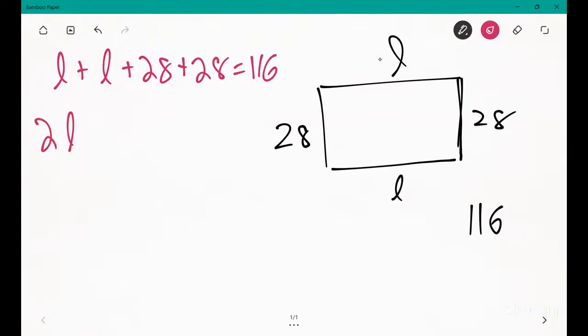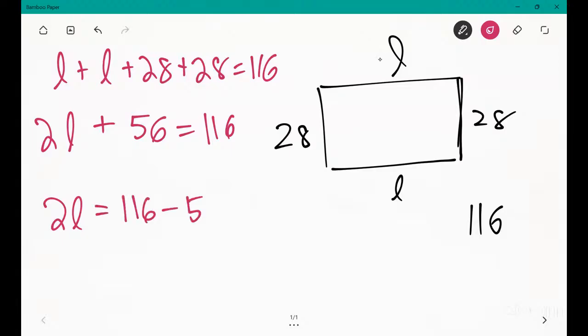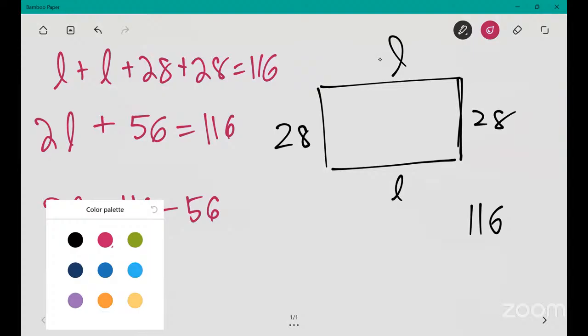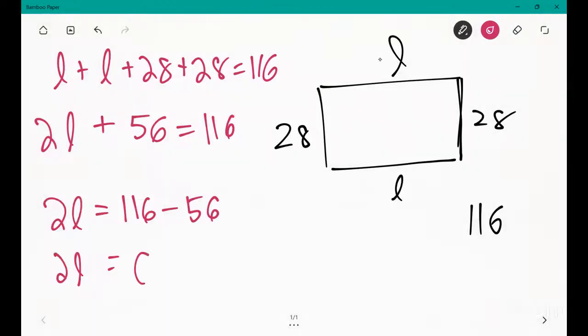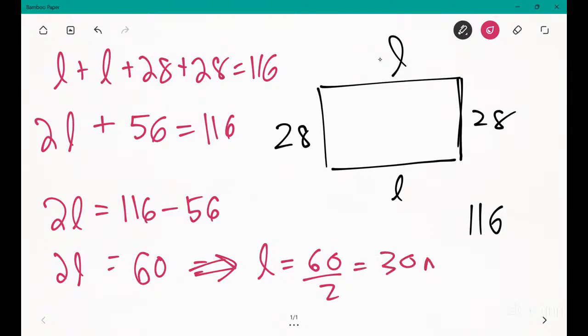You can write it as 2L plus 56 is equal to 116. So then you will get 2L is equal to 116 minus 56. So then you will be getting 2L is equal to 60. So therefore, L is going to be equal to 60 divided by 2, which is equal to 30. Don't forget the unit, meters. Is that understood, everybody?